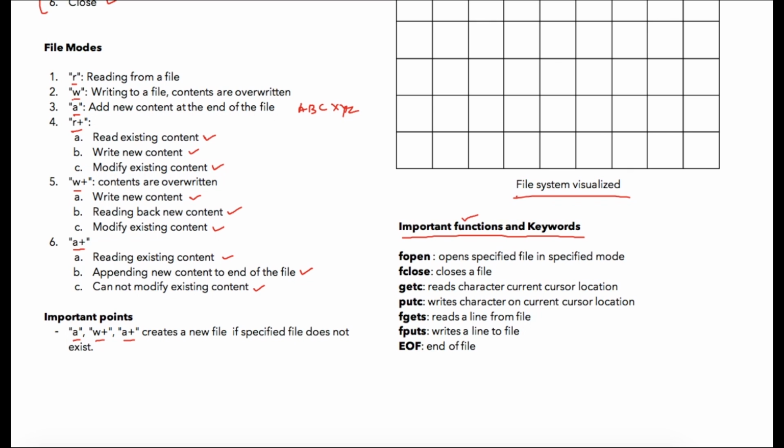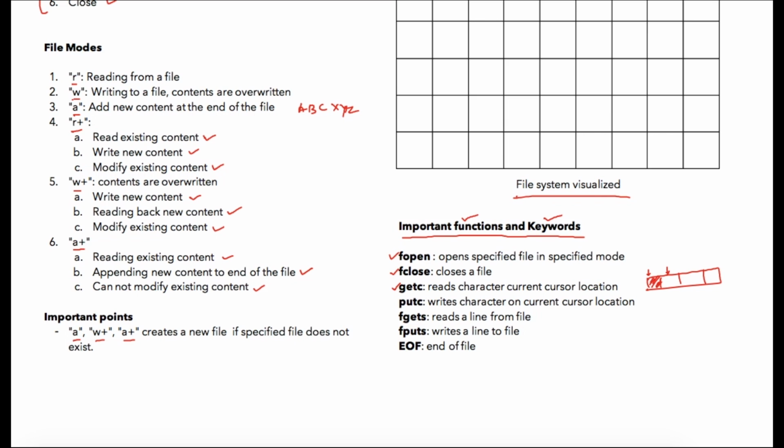So the functions that we are going to use are fopen. It's a function which opens a specified file in the specified mode. fclose is a function which closes the specified file. getc reads a character from the current cursor location. When you open a file, the cursor will initially be at the first location, at this location. When you use this function getc, data from this location will be given to you and the cursor will move on to the next location.